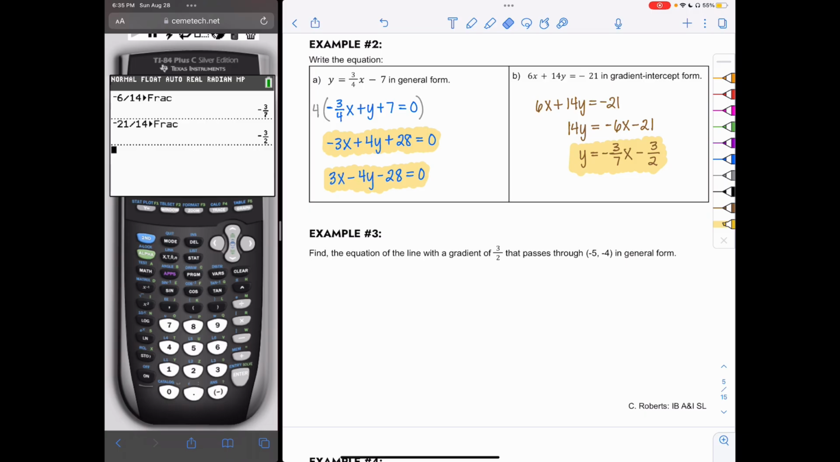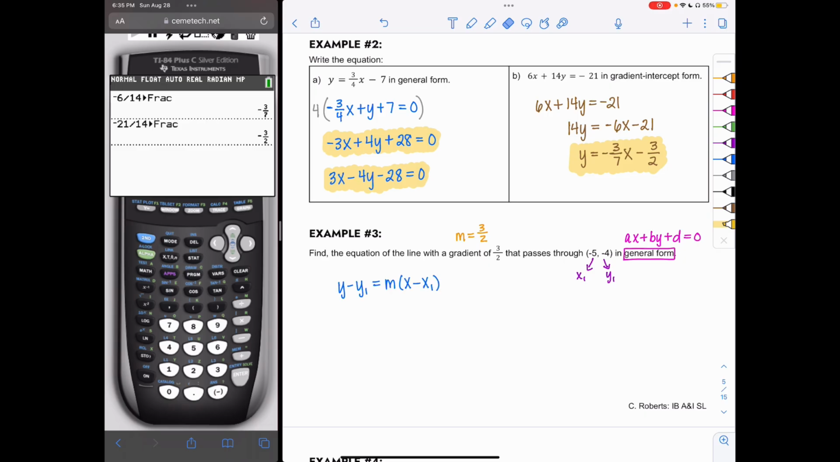Example number 3. It says we need to find the equation of the line with a gradient of 3/2 that passes through -5, -4 in general form. So remember, general form is ax plus by plus d is equal to 0. So once again, we are given the gradient and we are given a point. So it's easiest just to start with point gradient form. So if my gradient is m, I know that m is equal to 3 over 2. I know that I'm given a point. So because I'm going to use point gradient form, I know that -5 is going to be x1 and y1 is going to be -4.